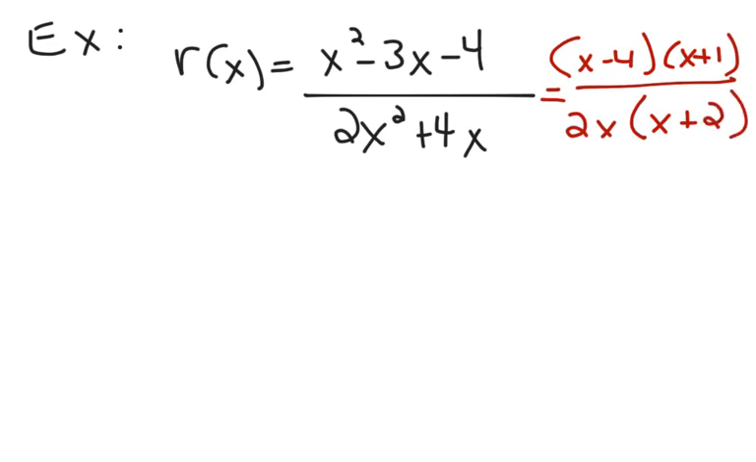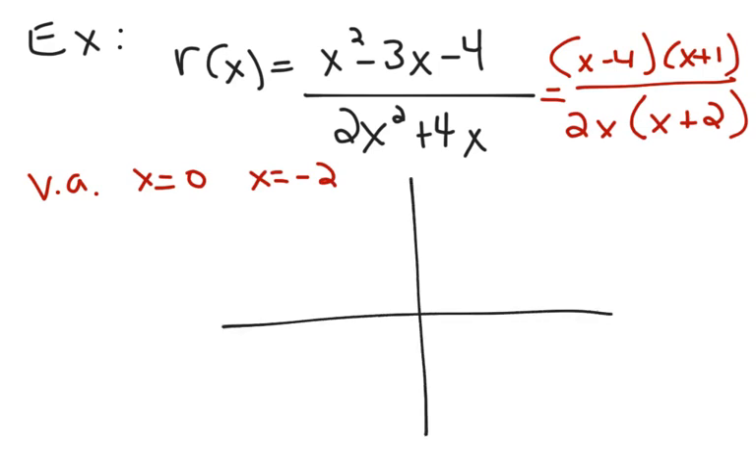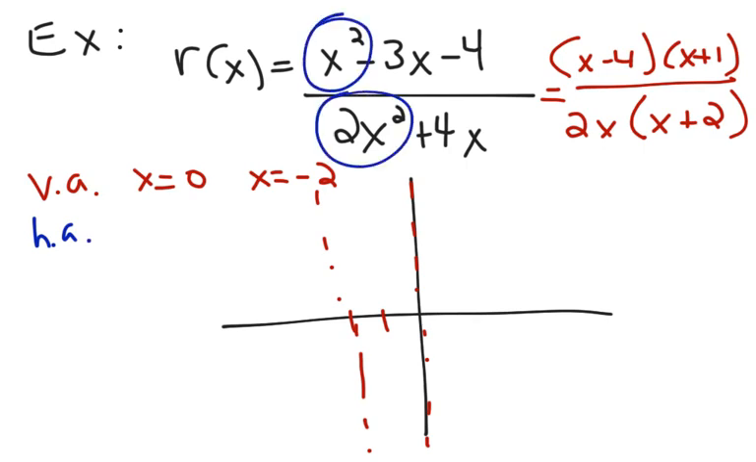Alright, so everything's factored. Let's start with the vertical asymptotes, which are x equals 0 and x equals negative 2. So there are two vertical asymptotes, one at 0 and one at negative 2. Now I'm going to go to the horizontal asymptote. In order to find that, I look back at the original problem. The biggest exponent of x in the numerator and denominator is the same, so the horizontal asymptote is the ratio of the coefficients, so it's 1/2. So 1/2 is right here.